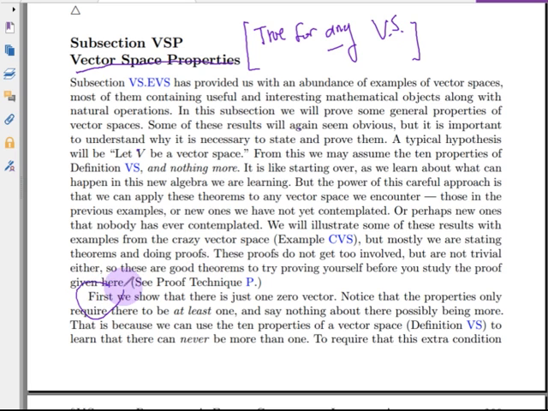Okay, so here's our first principle. We're going to show that there's just one zero vector. There can't be more than one zero vector. Remember, the zero vector is a vector such that 0 plus any other vector is equal to that vector plus 0, which is equal to that vector. That defines a zero vector. Now, on the face of it, there might be several zero vectors. You can't tell. You need to prove that there is actually only one zero vector.